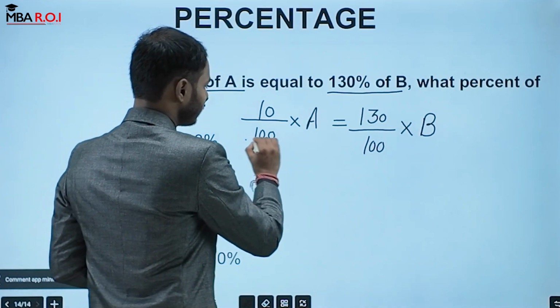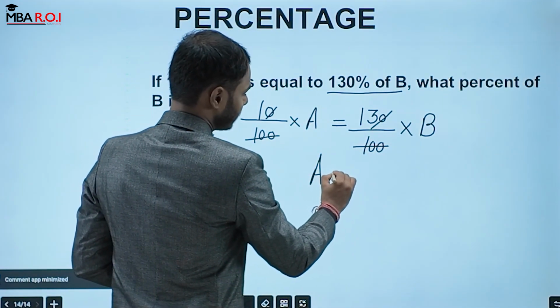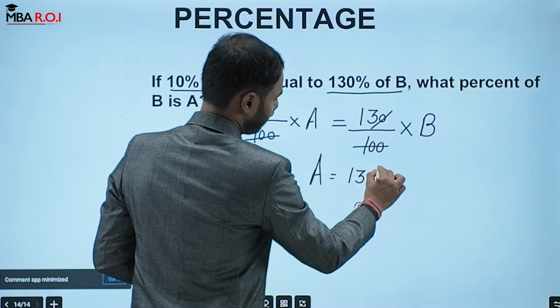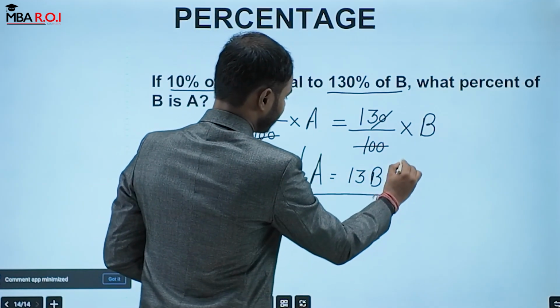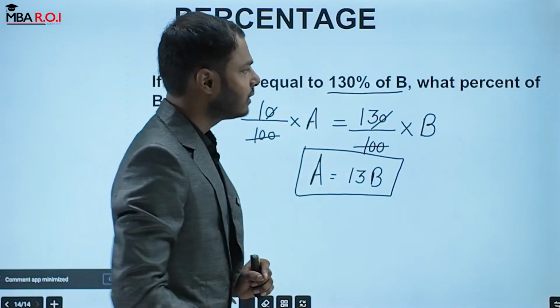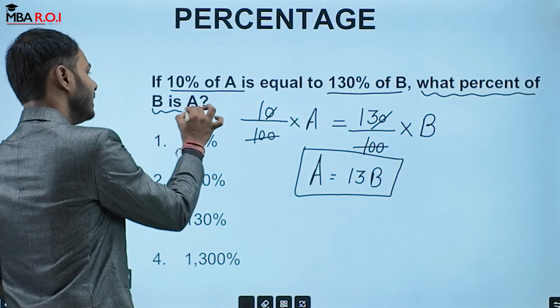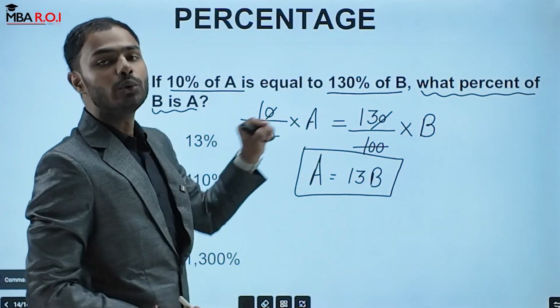So we can simplify this first of all. So what I'll get? I will get A equals 13B. So this is one relation that I have. Now let's read the question ahead. So question says, what percent of B is A? So here again we need to use the keywords.